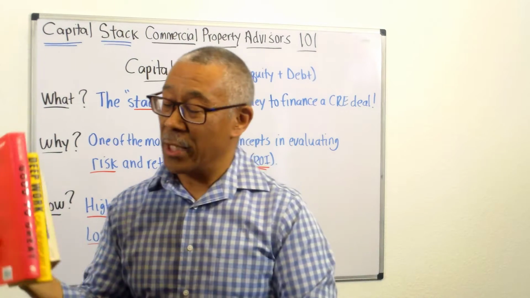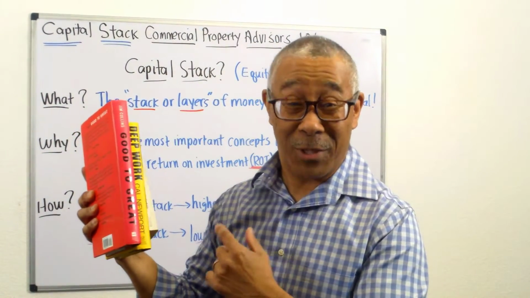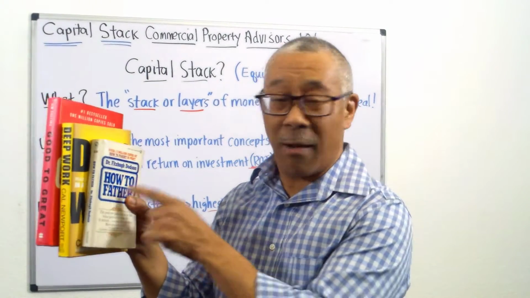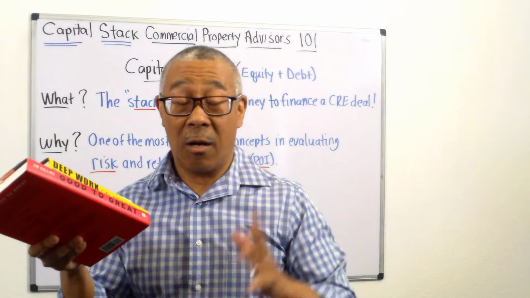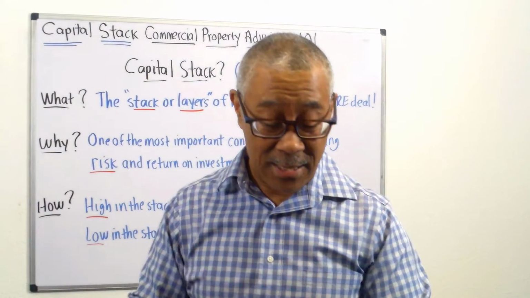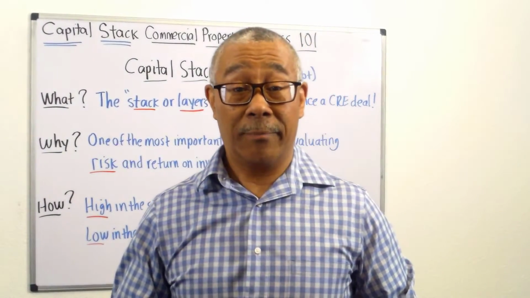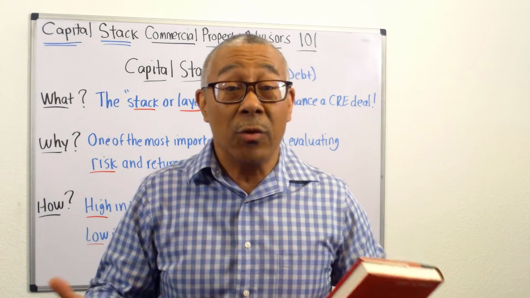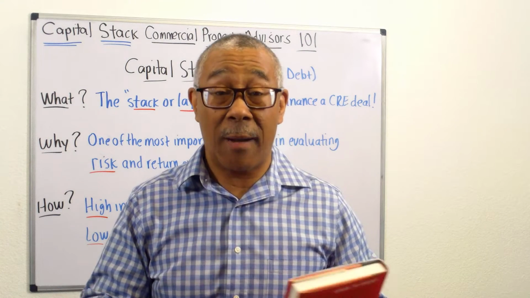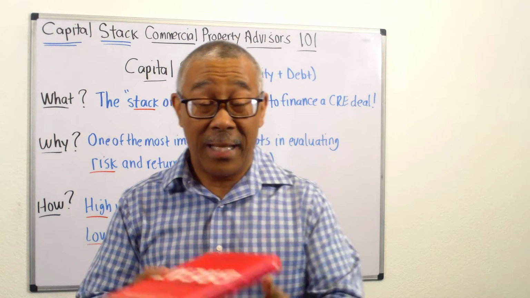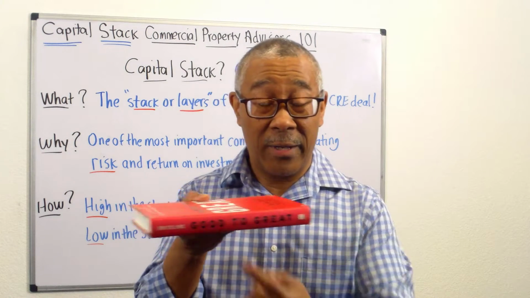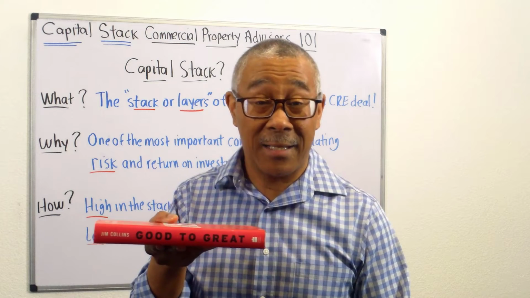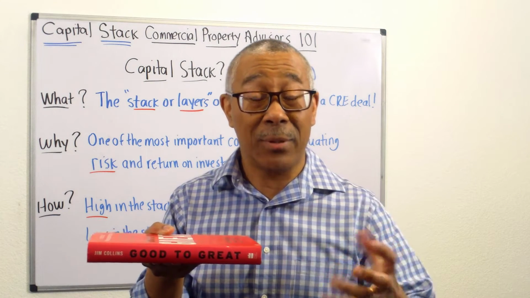I have 3 books here. Good to Great, which is a great book. This other book is called Deep Work and How to Focus, and this last book is called How to Father. All 3 books are really important to me, so I'm using this as an example. Let's say you have a $1 million deal, and you're going to have to put down a down payment of $250,000. So you're going to borrow $750,000. Let's say this book here is the loan for $750,000, and on it I'm going to stack the down payment. So it's a capital stack.